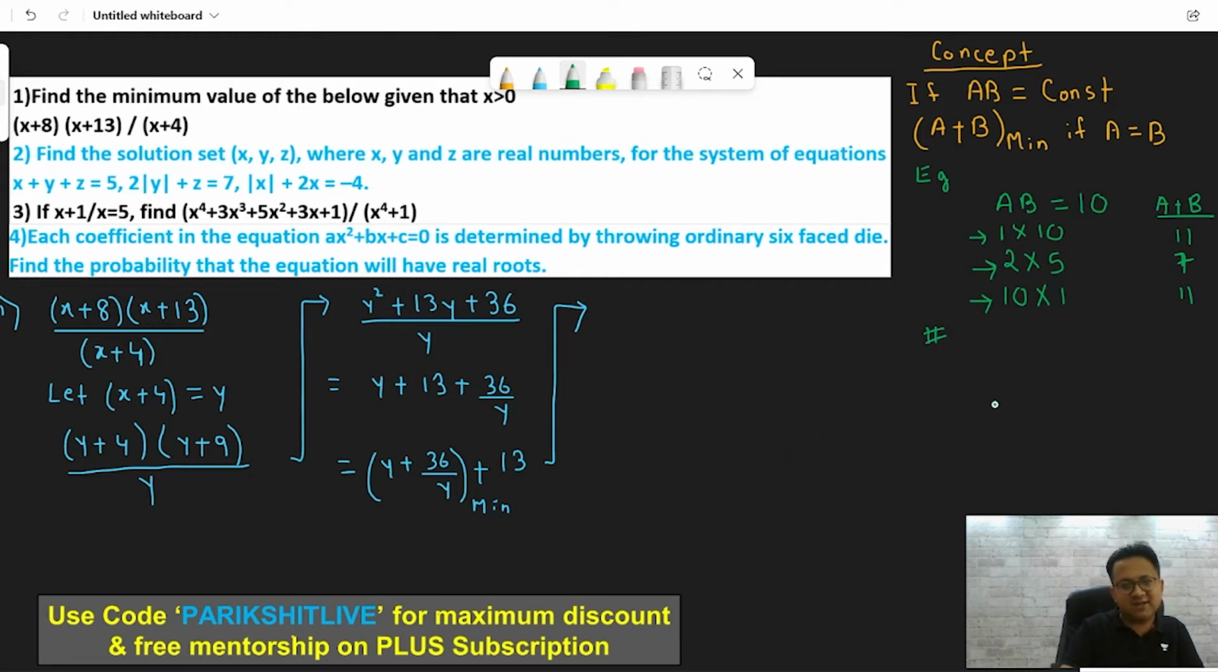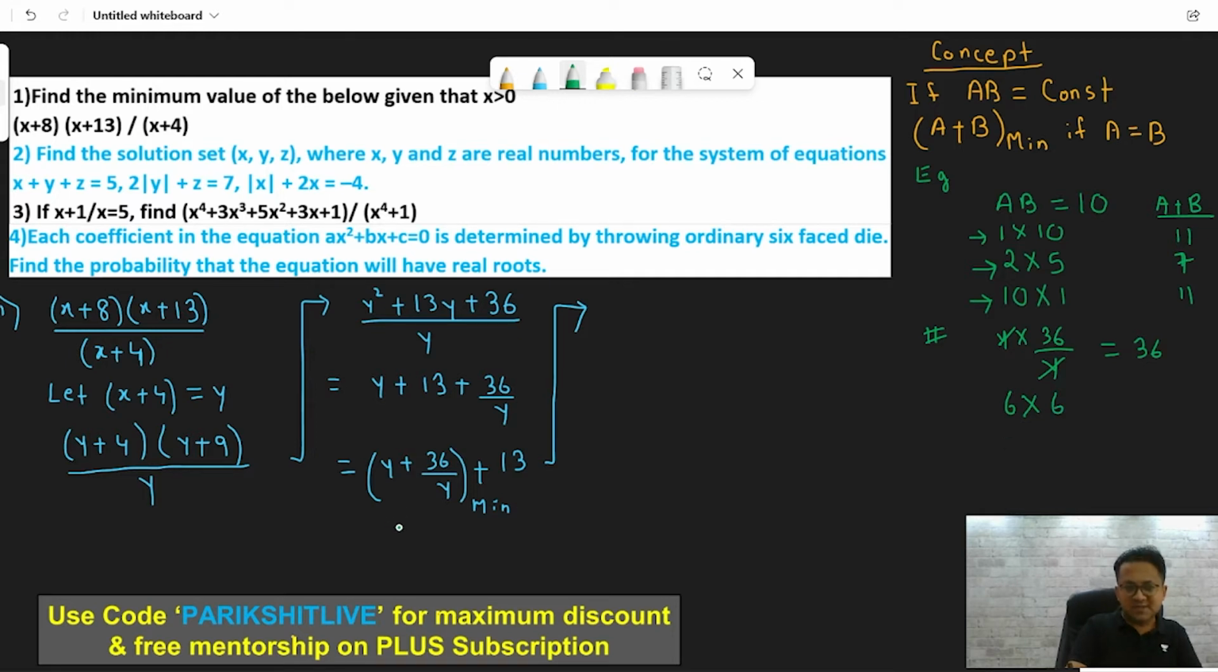Is AB constant? Absolutely. What is AB? Y into 36 by Y. Y cancels out and we get the product of two numbers as constant. If the product of two numbers is constant, then the sum of two numbers would be minimum when the two numbers are equal or as close as possible, always. So here they can be equal. So 6 and 6. Awesome.